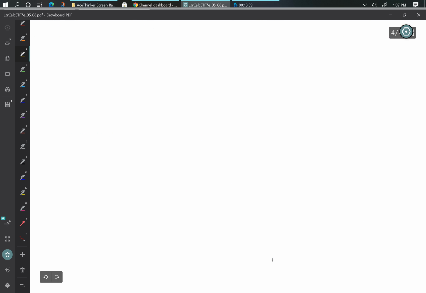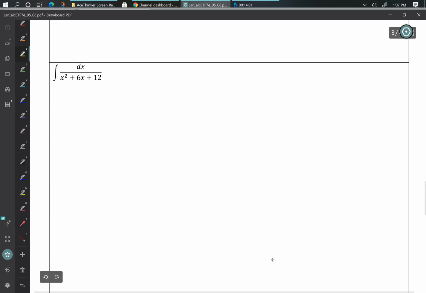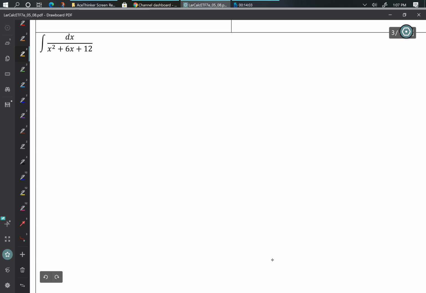Last problem, last section, last problem. Here I have the integral of dx over x squared plus 6x plus 12. I've got a problem. I don't know what to do. I'm looking at it. I'm seeing a fraction.